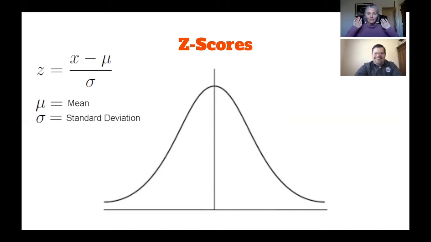So the point here being that we use z-scores to be able to compare two populations that might not be the same, and how that data falls within those populations. Okay, and to find a z-score, we do value minus mean divided by standard deviation. Value minus mean divided by standard deviation.